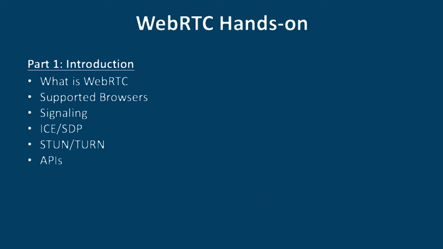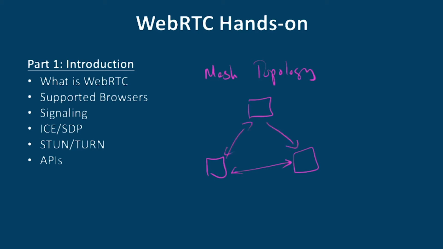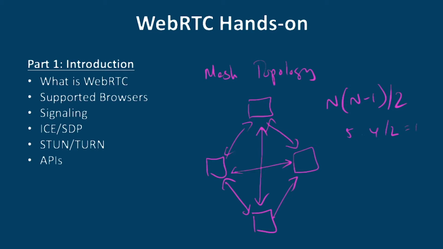In this course, we are going to use the mesh topology. Basically, when there are two peers, you have one connection. Adding a third peer gets you 3 connections. 4 peers means 6 connections, and so on. The formula is n into n-1 divided by 2. So if we had 5 peers, it will be 5 into 4 divided by 2, which is 10 connections.